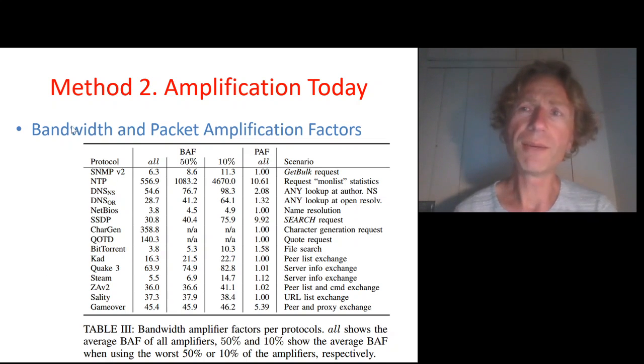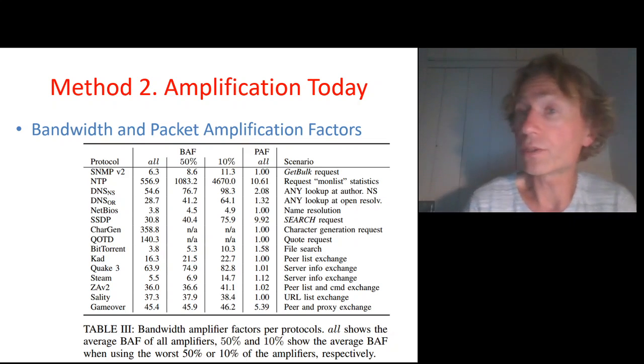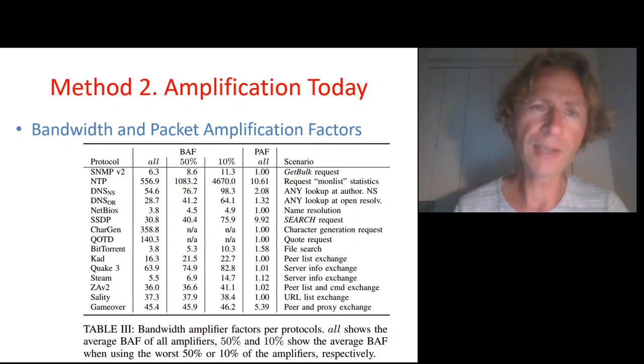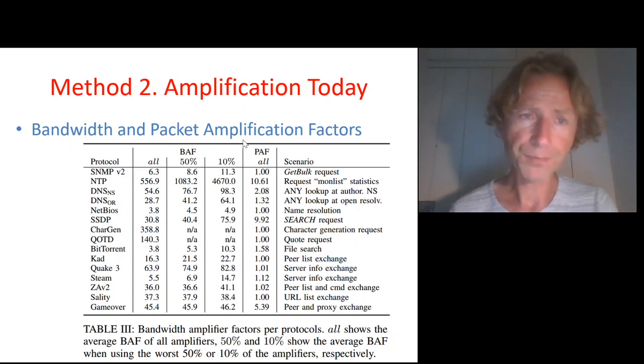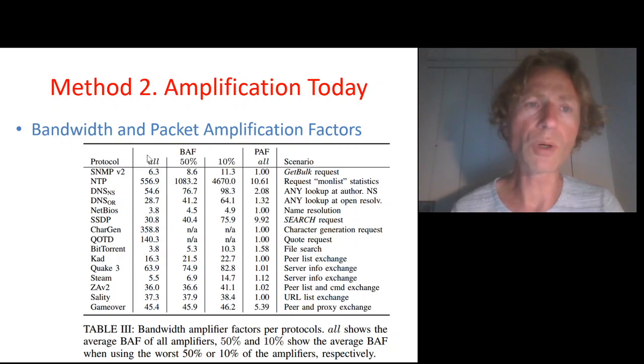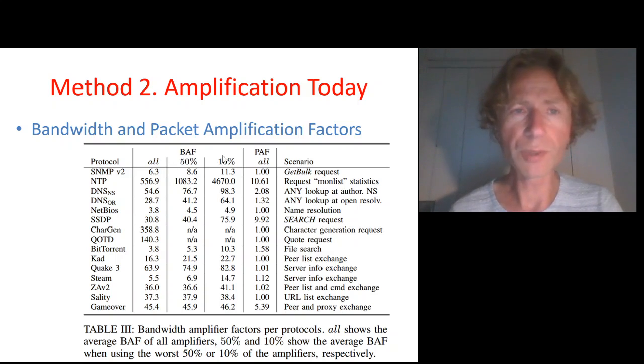Does that actually lead to a lot of traffic? Well, it depends on your protocol, right? So in this table, which was taken from the paper, we see a lot of protocols here, so the protocols of the previous slide, and then we have 2 sets of results, the byte amplification factor and the packet amplification factor. Okay, and for each of them, we show different categories. So across all of the servers that we find on the internet, or if we only look at the top 50%. Oh, actually, we only do this for the byte amplification.